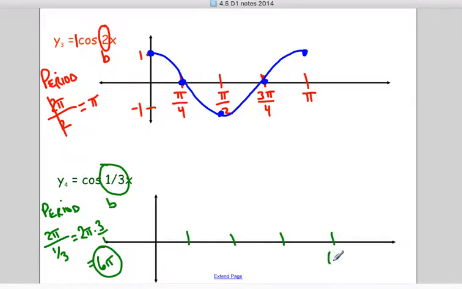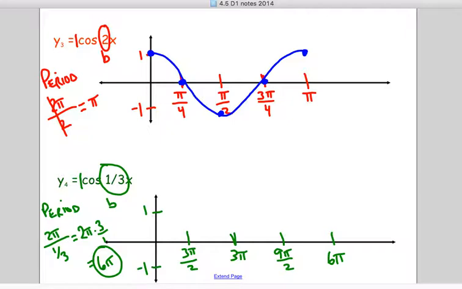The last tick mark is whatever the period is. Halfway to 6 pi is 3 pi. Divide that by 2, you get 3 pi over 2. Take this first tick mark and multiply it by 3 to get the third tick mark. So 3 pi over 2 times 3 is 9 pi over 2. The amplitude is still 1, so we're going to go up to 1 and down to -1.